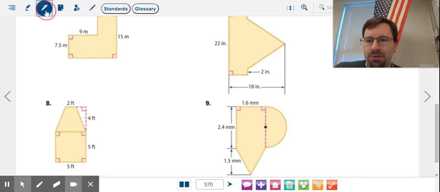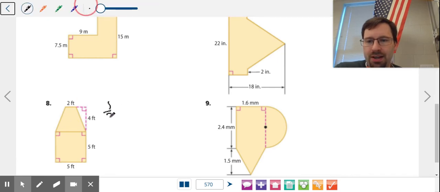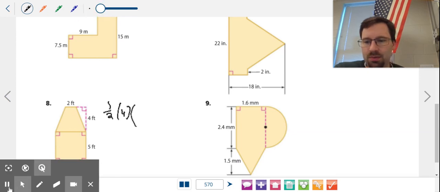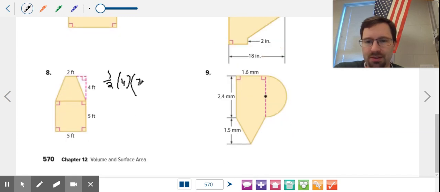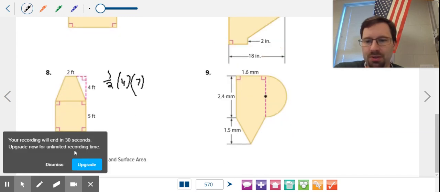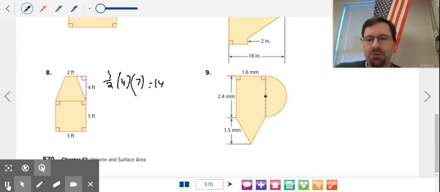So real quick, I'll run you through a trapezoid. Half the height. The height connects these parallel sides, so it's 4. Then you add 2 and 5, so that's 7. Half of 4 is 2. 2 times 7 is 14 feet squared.